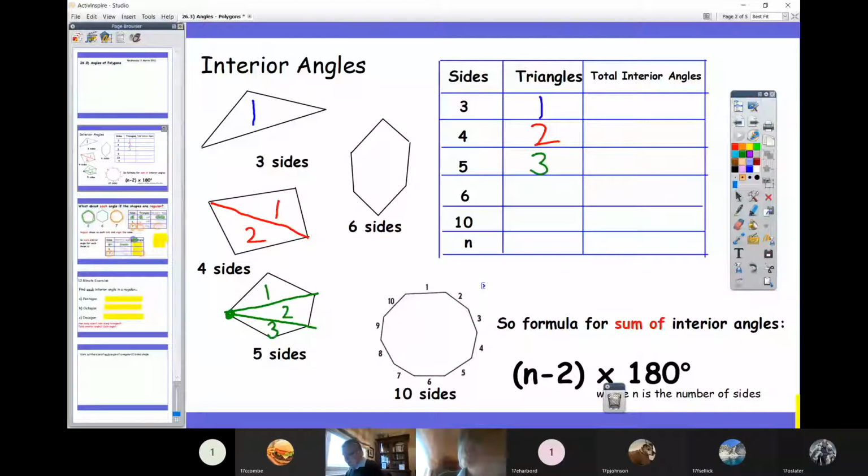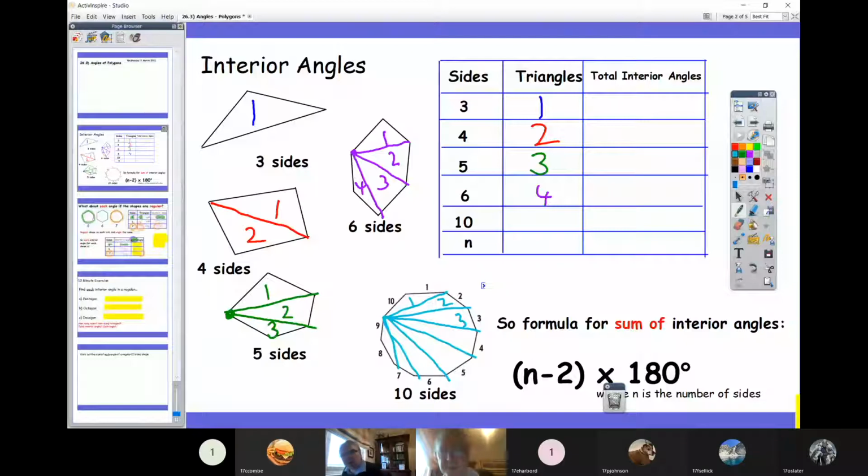A 6-sided shape, 1, 2, 3, 4. I'm just doing this in purple. It's 4 triangles. And a 10-sided shape, a bit harder to do, but 1, 2, 3, 4, 5, 6, 7. Have I missed one? 4, 5, 6. 1, 2, 3, 4, 5, 6. Yeah, that's 8 triangles. 1, 2, 3, 4, 5, 6, 7, 8.